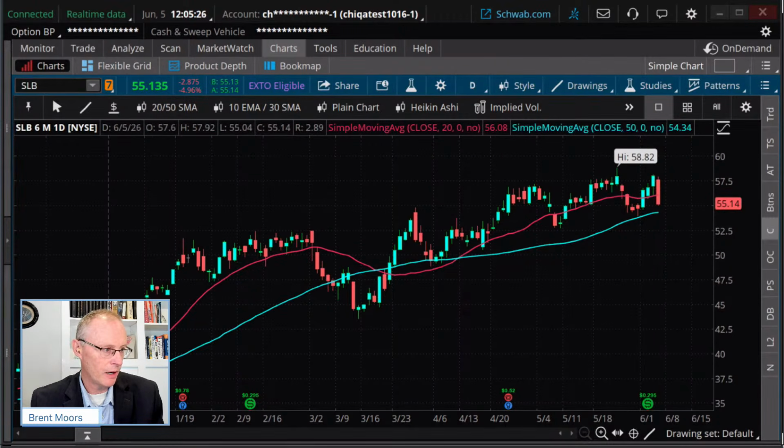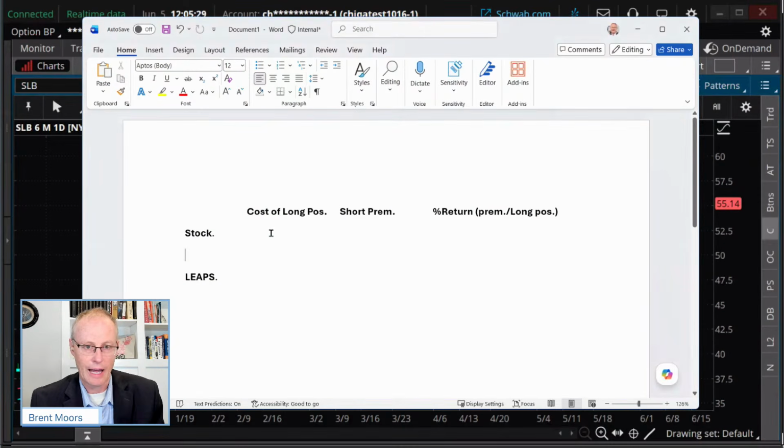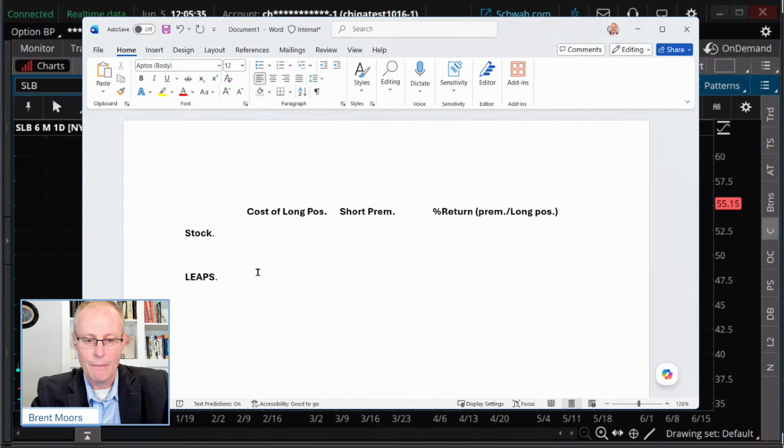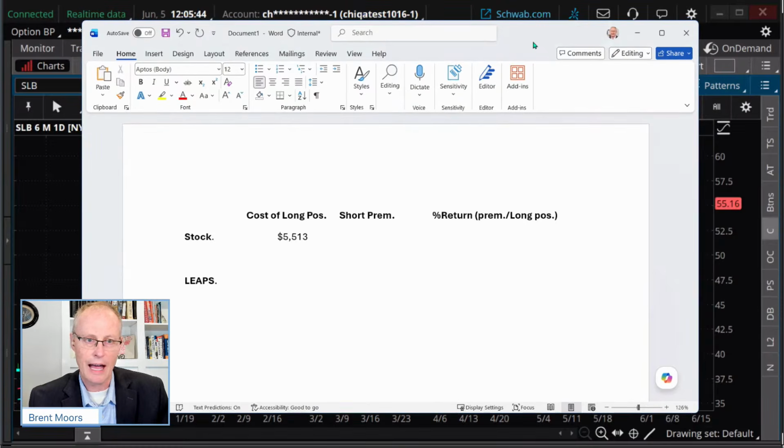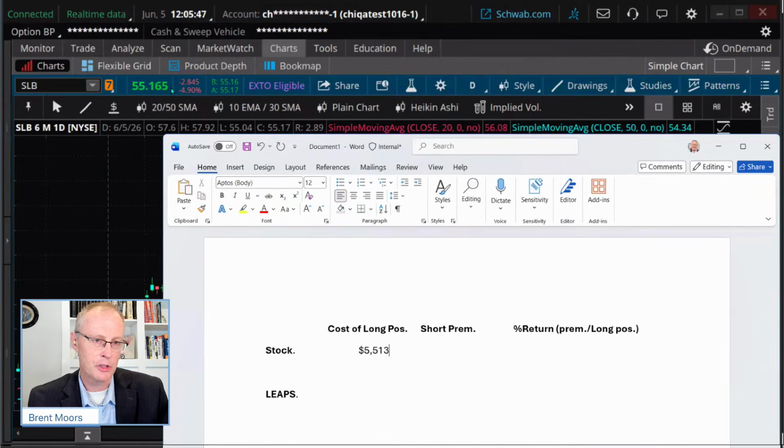What I'm going to do here is bring this up and ask, how much would it cost for 100 shares of the stock? It would be $5,513 for 100 shares. You see where I got that? I just took this and multiplied it by 100. Now the price has moved a little bit on me, but bear with me on that.